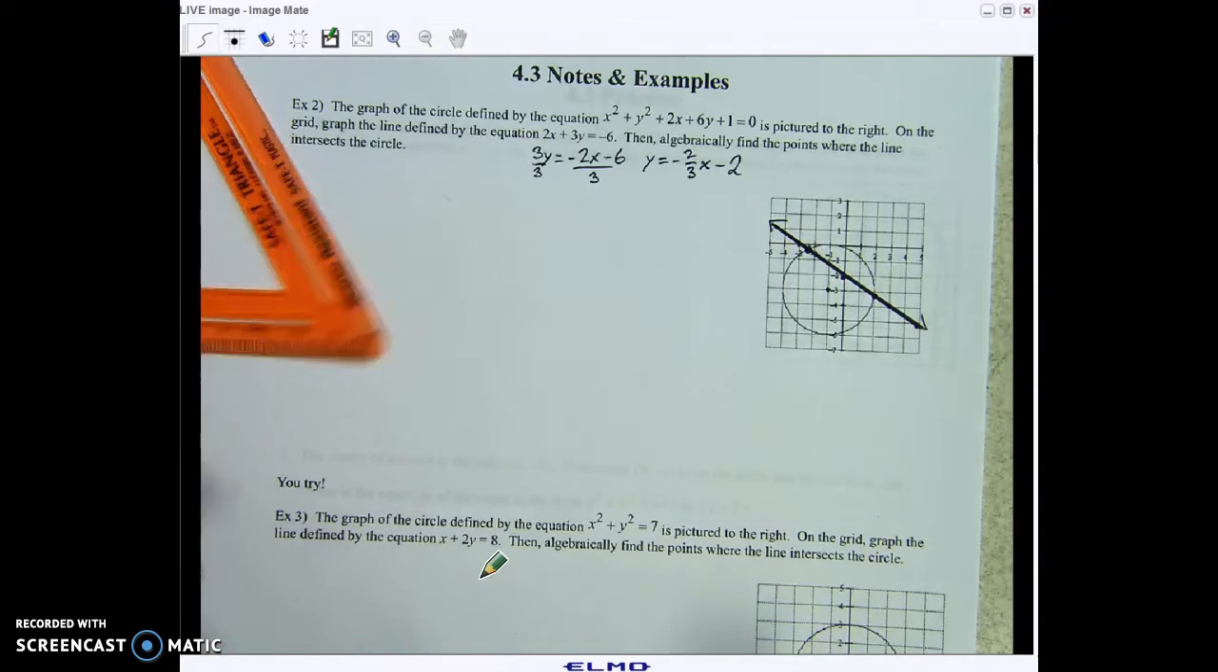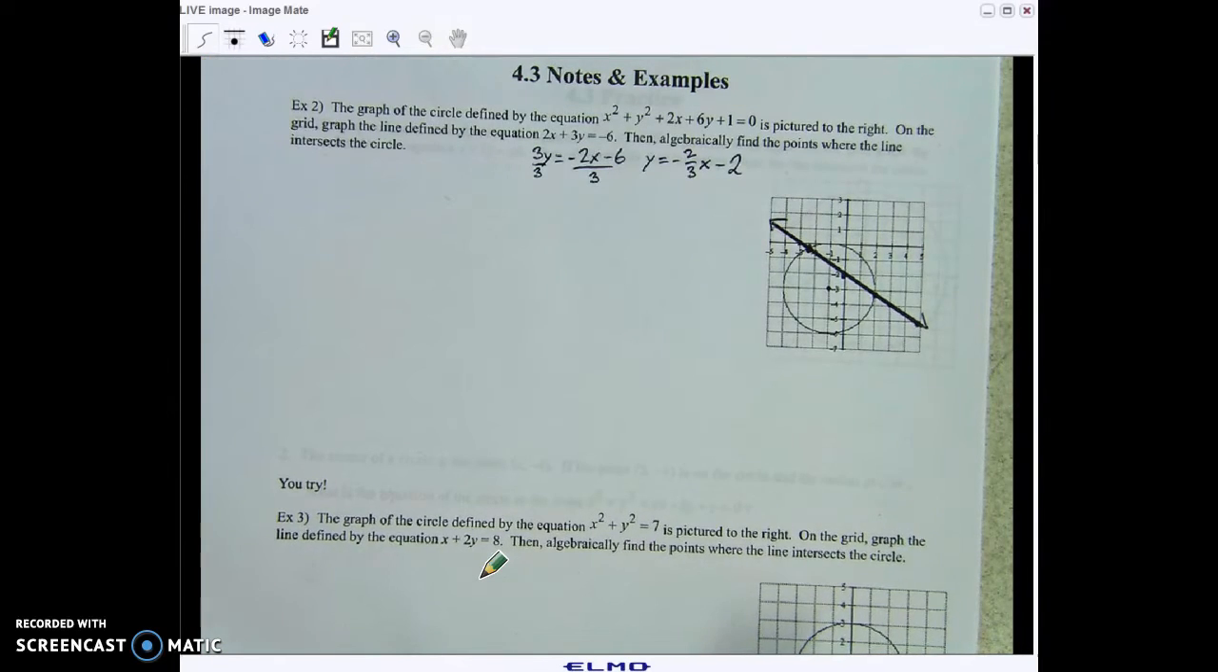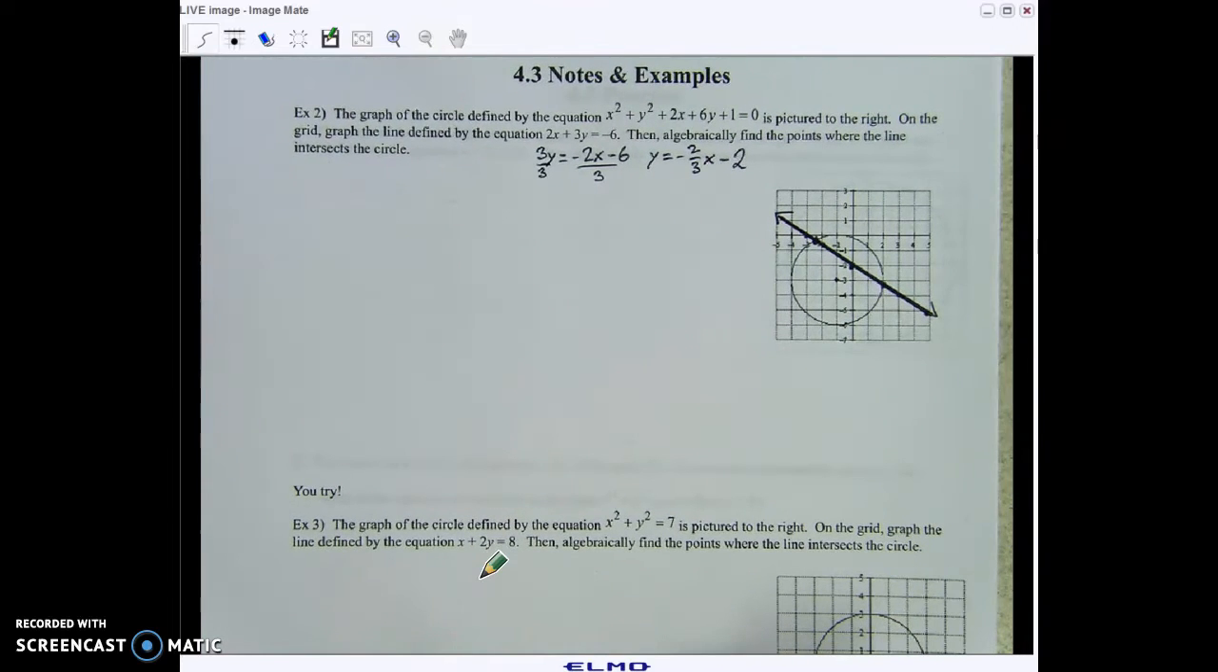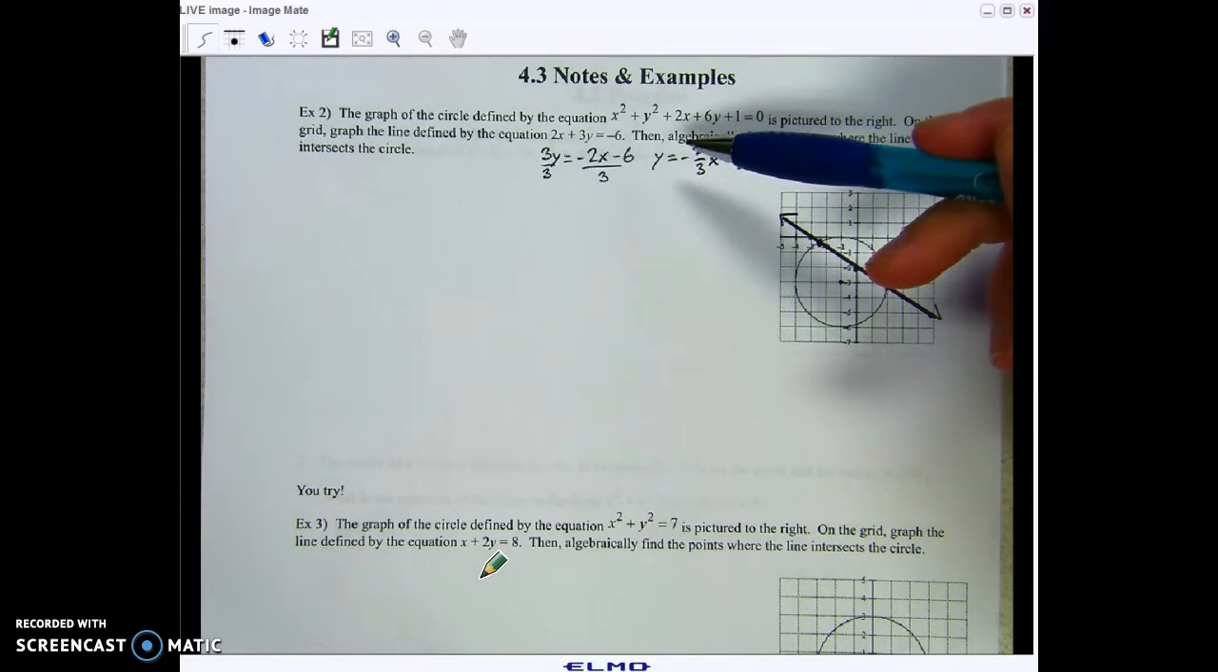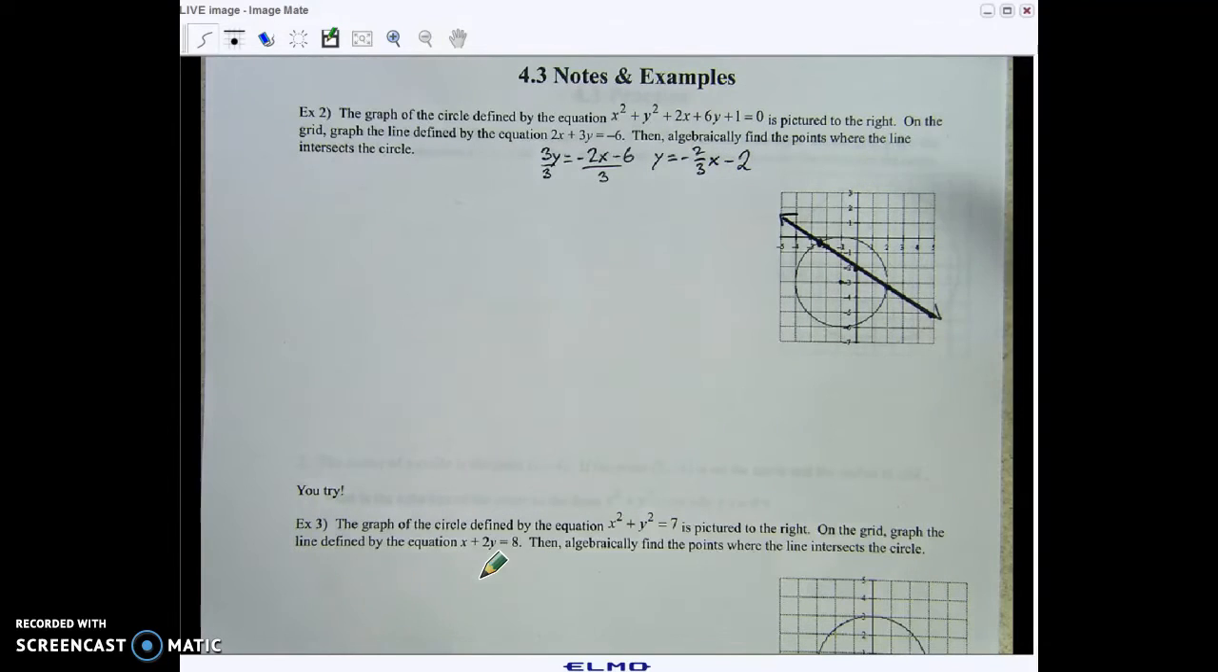So what that means is that we're going to have to use a slightly different method to get the solutions here. Notice how the instructions don't say obtain the solutions graphically, right? It's simply asking us to algebraically find the points where the line intersects the circle. So let's see what happens here.